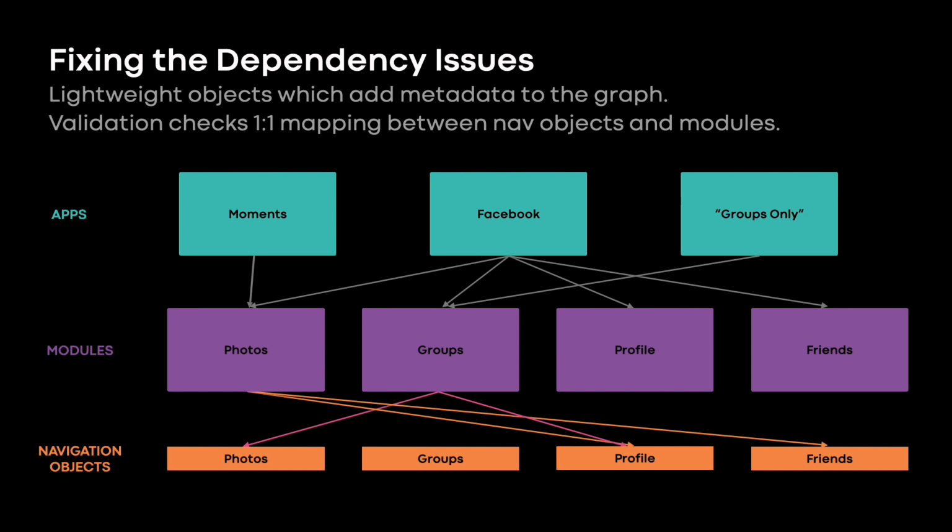And Buck is generating how to go from, okay, if I'm trying to navigate with a photos object, I know I go to the photos module. If I'm navigating with a groups object, I go to the groups module. As you can see now, these lightweight navigation objects don't have any arrows pointing back up to the purple module. So we've been able to separate.